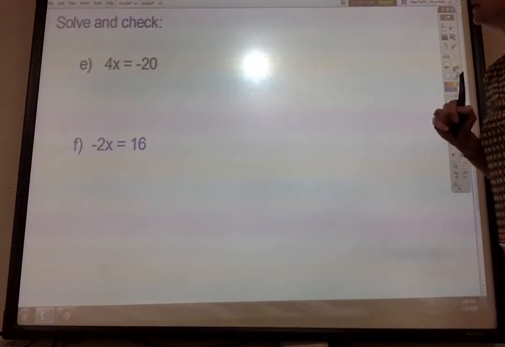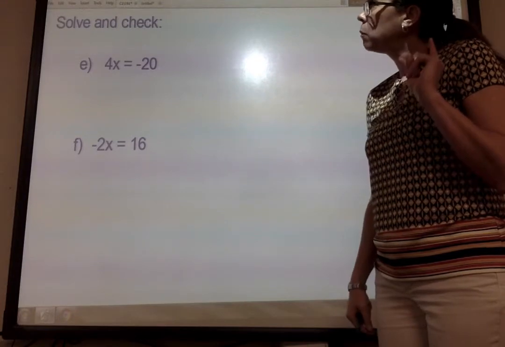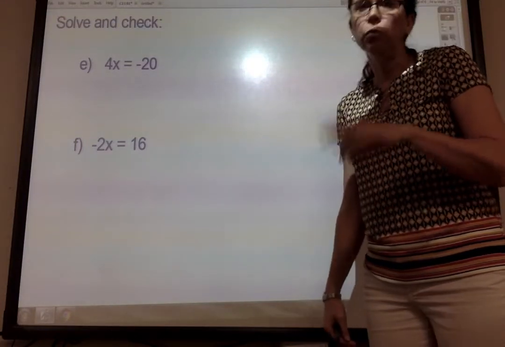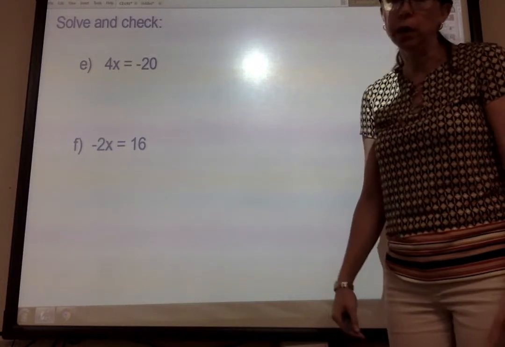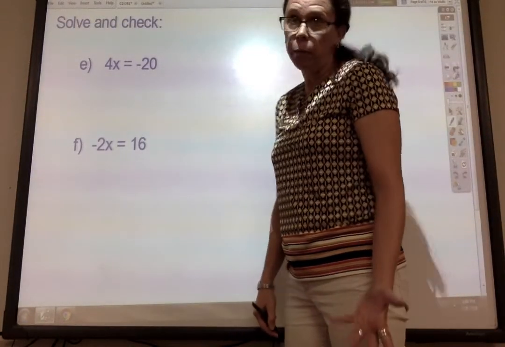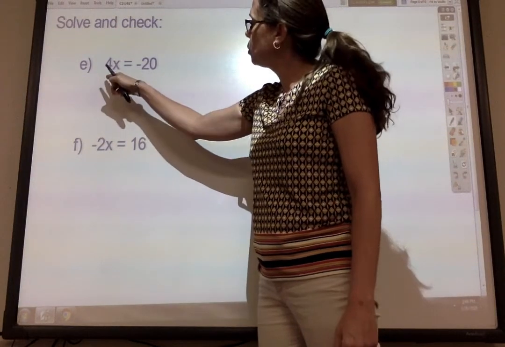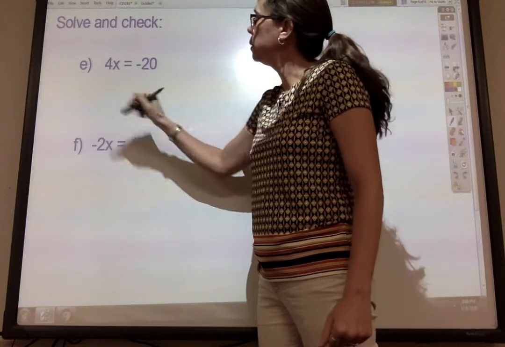Okay. Now these two say solve and check. When we solve it, we go through our questions about what's happening to the variable, how do I undo it, and all that stuff, okay? So here's our variable, it's an x. What's happening to the x? It's getting multiplied by 4. How do I undo multiply by 4? Divide by 4 on both sides.